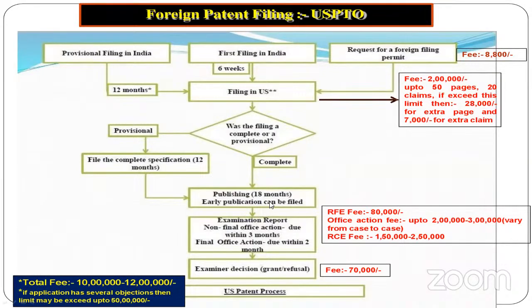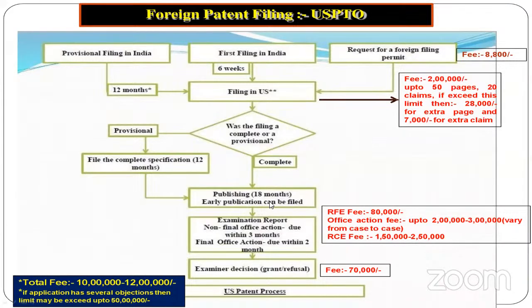After filing the request for examination, they examine your patent application and issue the first examination report, or we can say the office action. The fee for generation of the office action is 70,000 rupees. In India this is free of cost, but in the US, European countries, and all foreign jurisdictions, the issue of the first examination report or office action costs 70,000 rupees. Filing the response costs 2 lakh to 3 lakh, depending on the case. But in India it is totally free; there is no fee for filing the response to the first examination report. In Europe and the US, the fee for responding to the office action is 2 to 3 lakh rupees.